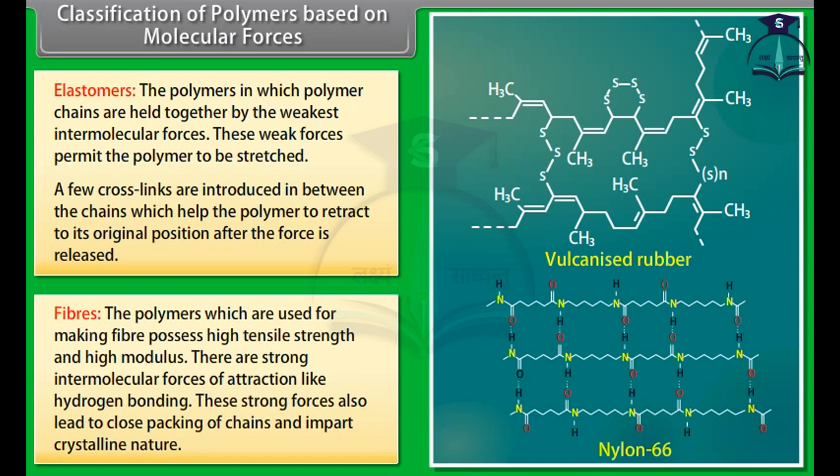Fibers. The polymers used for making fibers possess high tensile strength and high modulus. There are strong intermolecular forces of attraction like hydrogen bonding. These strong forces also lead to close packing of chains and impart crystalline nature. For example, Nylon 66.